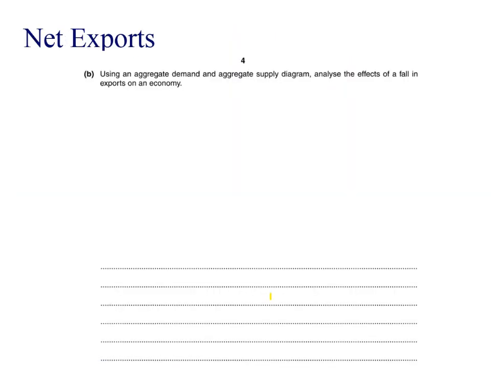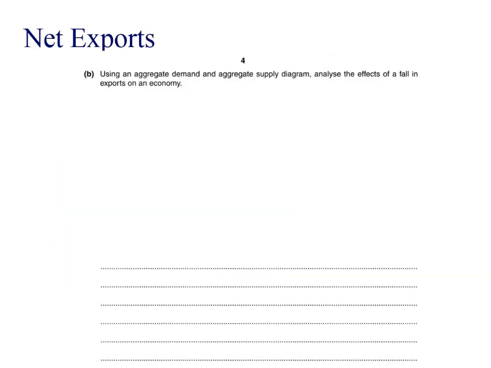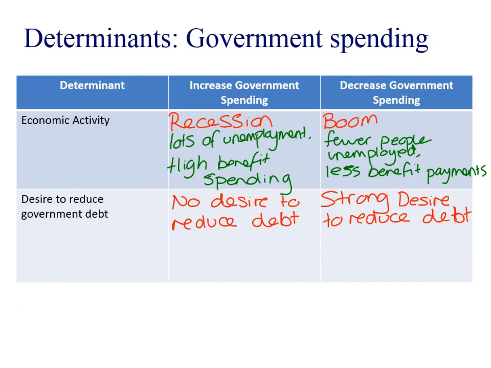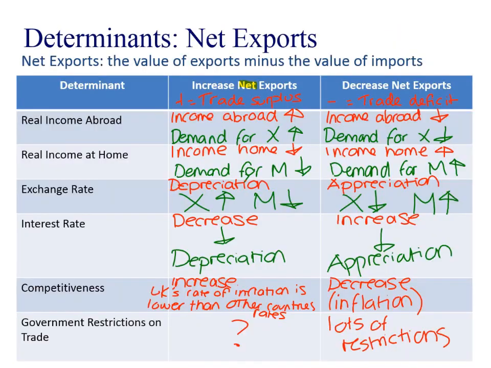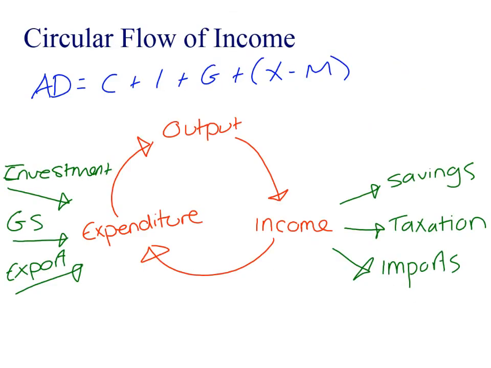So anyway, using an aggregate demand and aggregate supply diagram, analyse the effects of a fall in exports on the economy. We'll come back to that question because I think I've got it later on. So you can tell there hasn't been a question on what determines government spending or what determines the value of net exports. So look out for those types of areas.